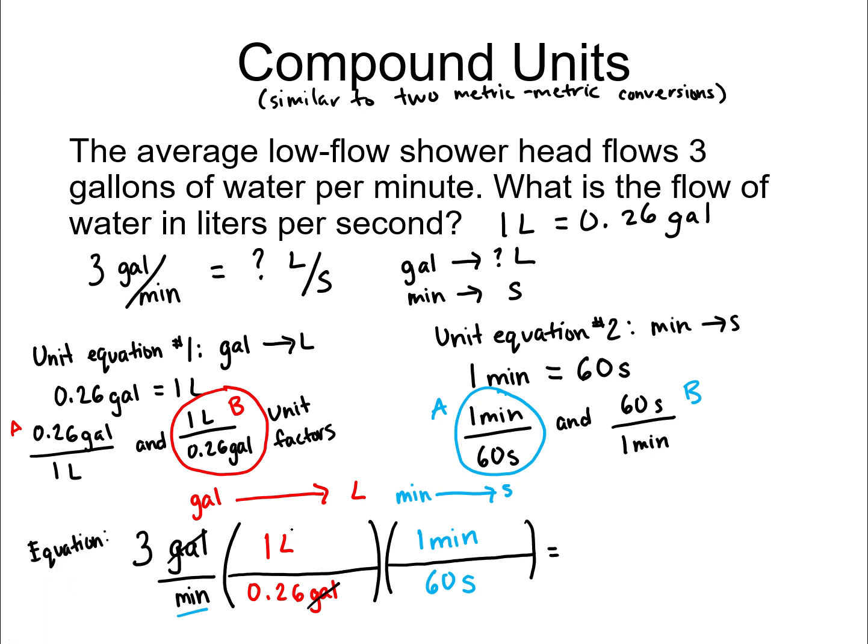The gallons cancel out, and we've got that. This is almost like doing two separate problems. We've got minutes that we need to cancel out, and we've got liters per second, like that. When you put this into your calculator, you're doing 3 divided by 0.26 divided by 60. Try that out. Let me know what you get.